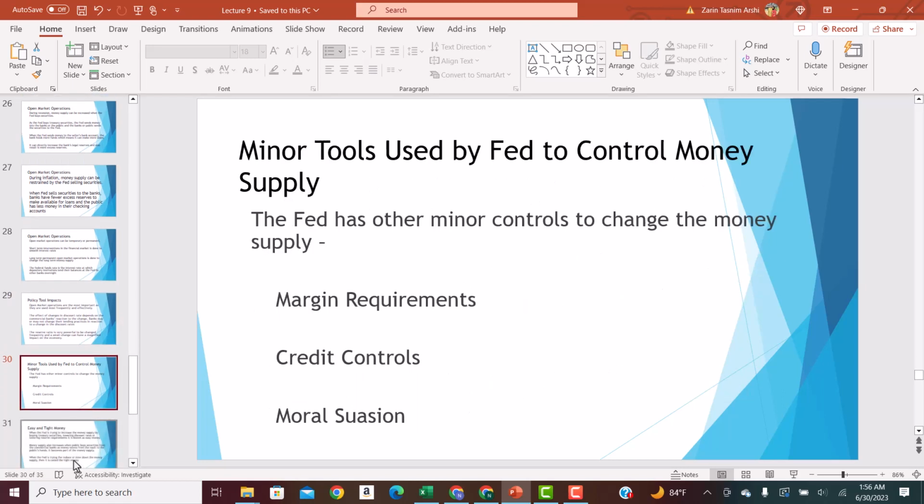We're now going to look into the minor tools. We talked about the three major tools: required reserve ratio, changes in the discount rate, and the open market operations, which involve buying and selling of securities. Now, the Fed also has minor tools, which are indirect ways to change the money supply. They are margin requirements, credit controls, and moral suasion.